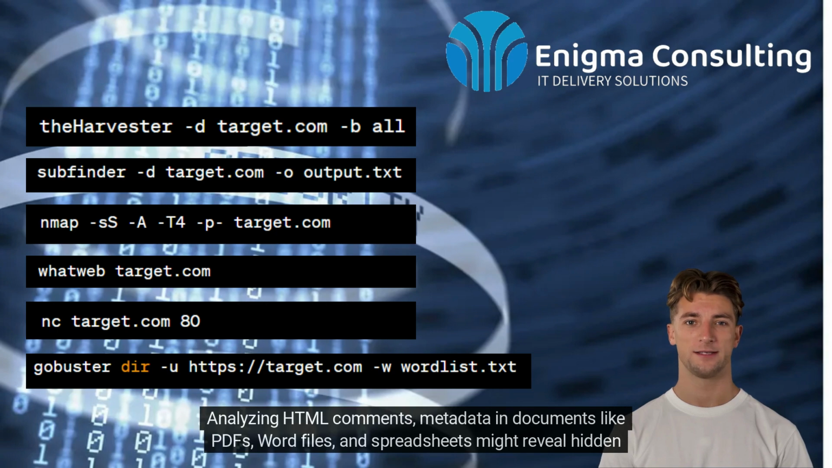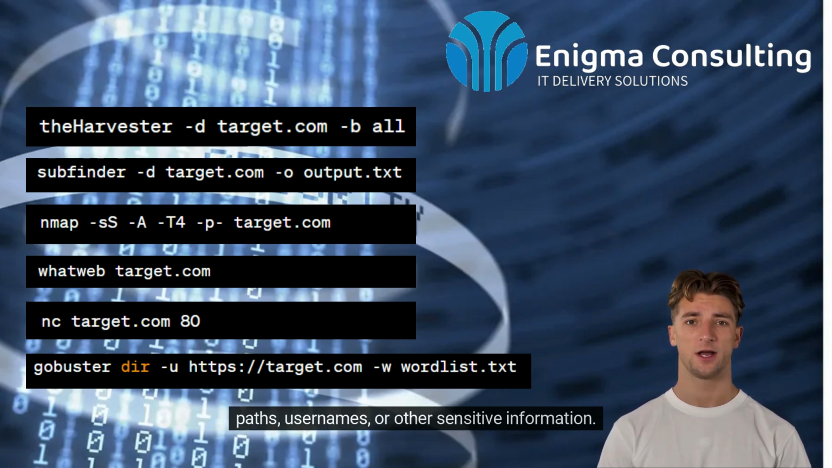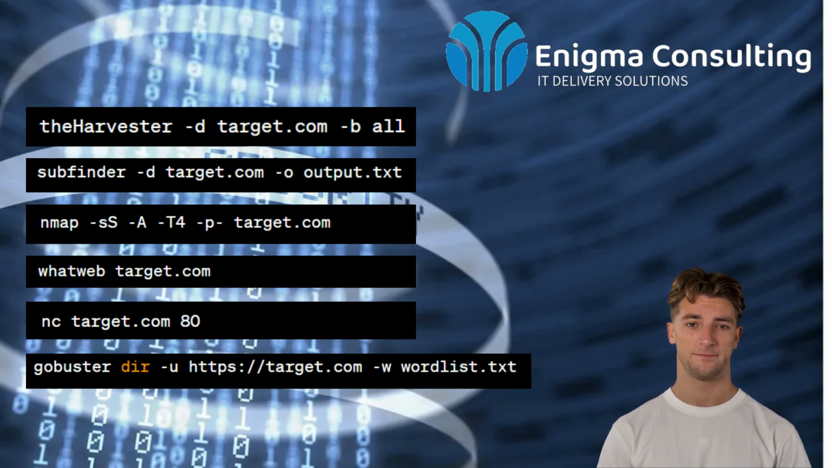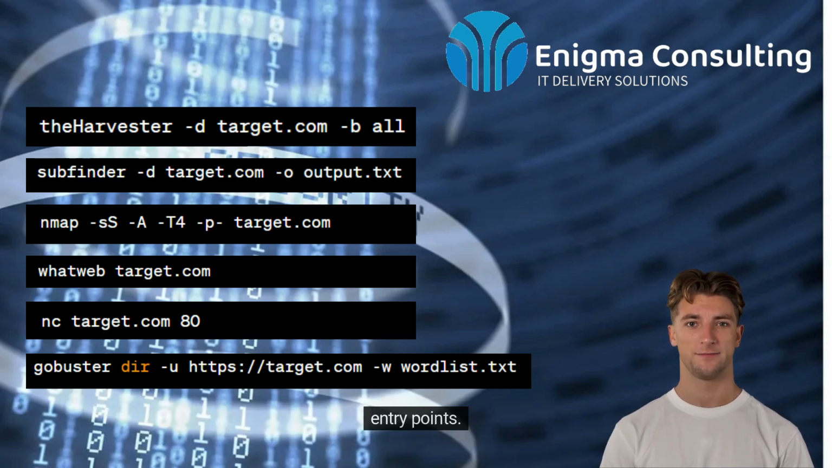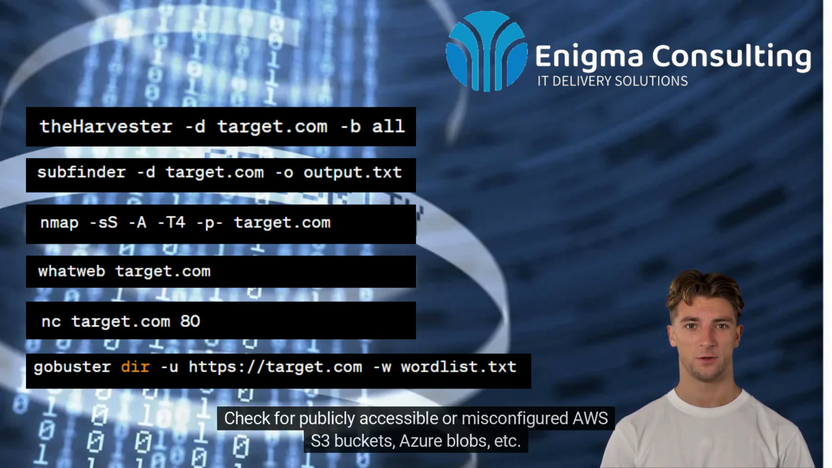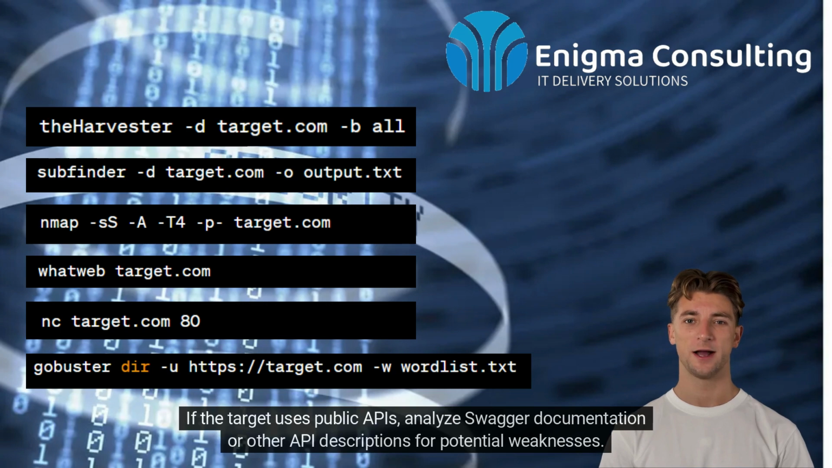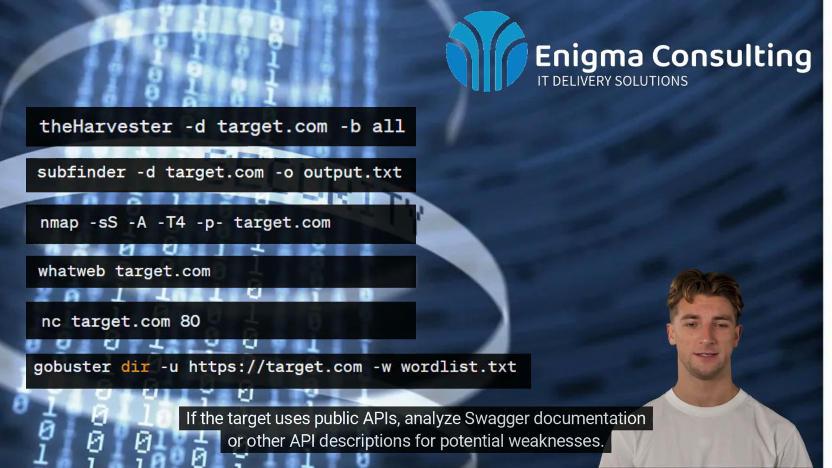Analyzing HTML comments, metadata in documents like PDFs, Word files, and spreadsheets might reveal hidden paths, usernames, or other sensitive information. Tools like EyeWitness can screenshot web pages across multiple subdomains to visually identify interesting entry points. Identifying misconfigured buckets. Check for publicly accessible or misconfigured AWS S3 buckets, Azure blobs, etc. If the target uses public APIs, analyze Swagger documentation or other API descriptions for potential weaknesses.